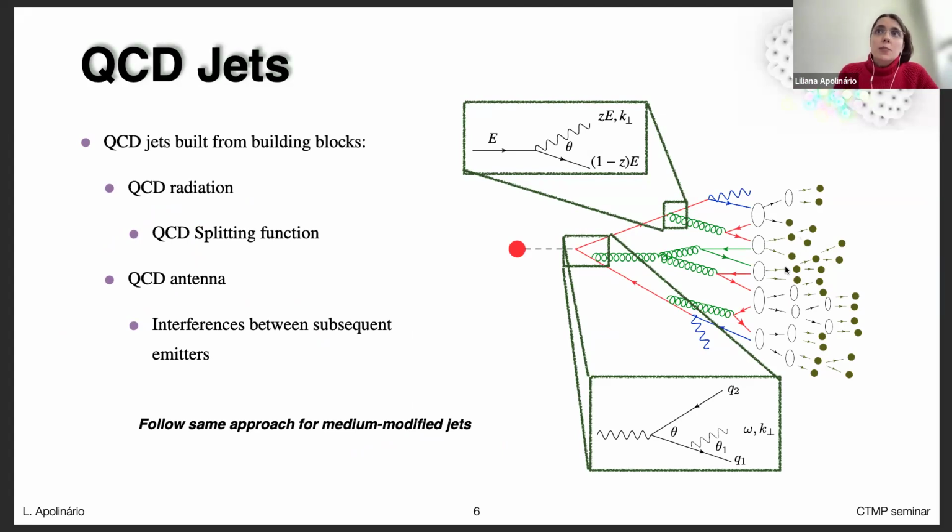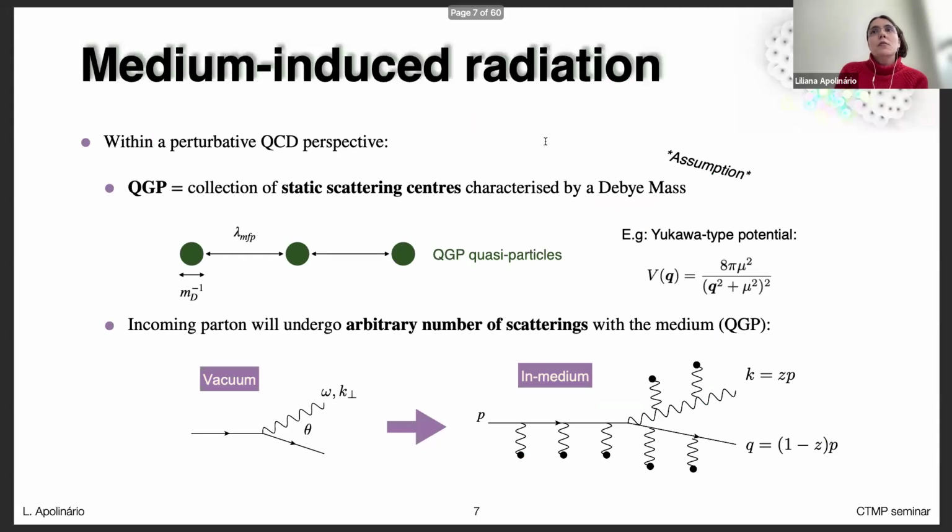Because of the complexity of the jets, we always focus on the building blocks. This is exactly the same approach as in proton-proton. We start with the building blocks. In the seminar, I will focus essentially on the most basic of the QCD building blocks, which is the gluon Bremsstrahlung. We basically showed in the last talk how exactly we go from addressing QCD Bremsstrahlung in vacuum to in medium.